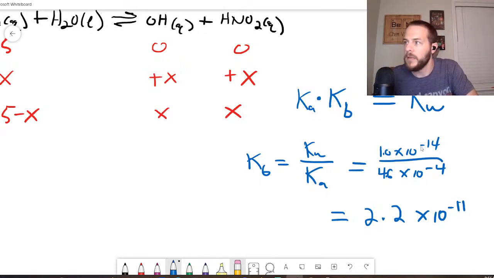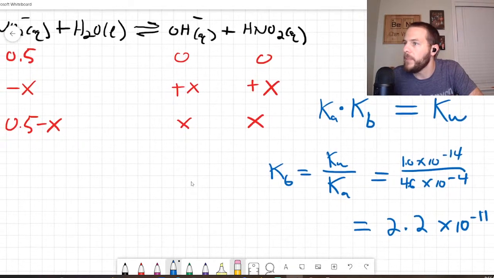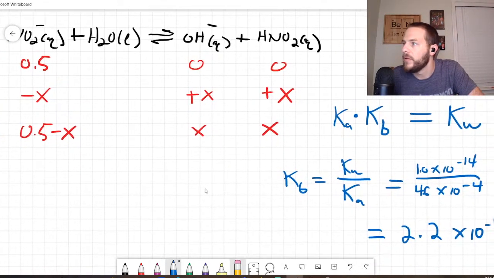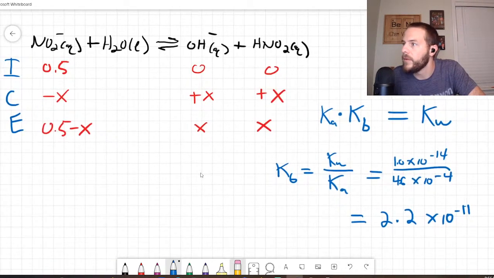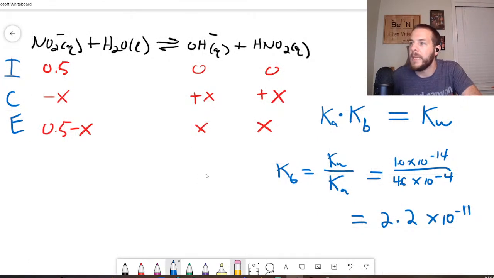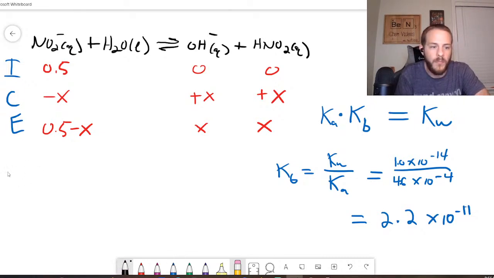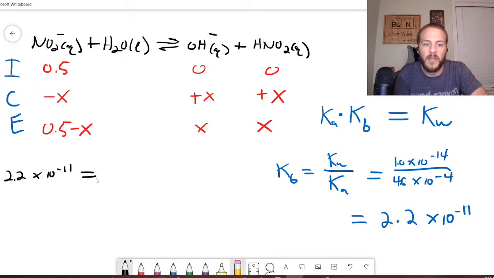And again, let me drag this a little bit better for you guys. See if I can zoom out just a little bit. Yeah, there it is. 2.2 times 10 to the minus 11, that's the Kb. So we know that 2.2 times 10 to the minus 11 is going to be equal to the concentrations of the products over the concentrations of reactants at equilibrium, right?